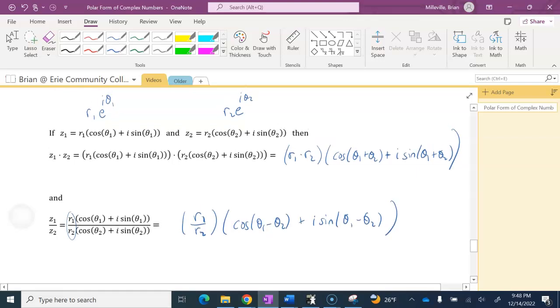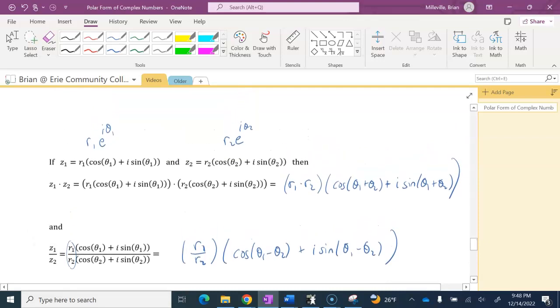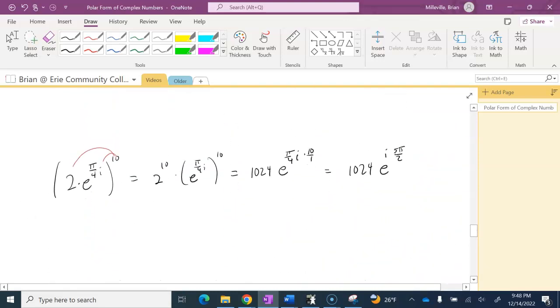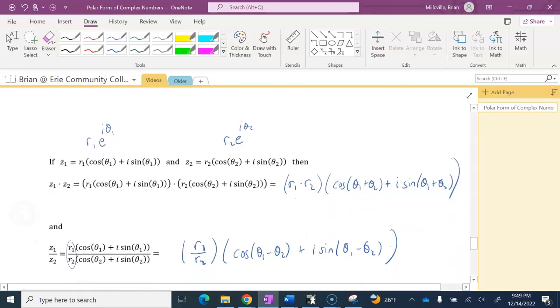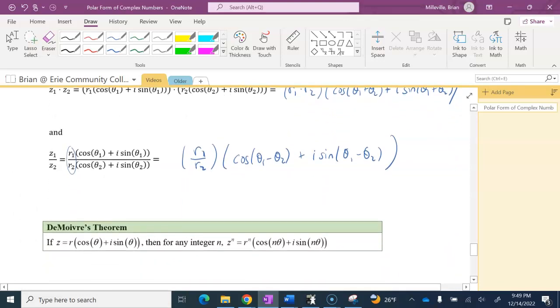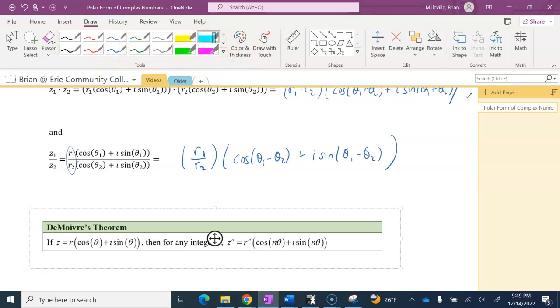The other thing we saw in the example, I'm just going to scroll back to that, where we were taking a complex number in polar form and raising it to a power, was that we did raise the radial length, the length of the complex number, to that power, but then we multiplied the angle by that power. That fact has a special name. It's called De Moivre's theorem, and it's listed here. So again, we're raising the complex number to the nth power. That results in us raising the radial length to the nth power, and then multiplying the angle by n.